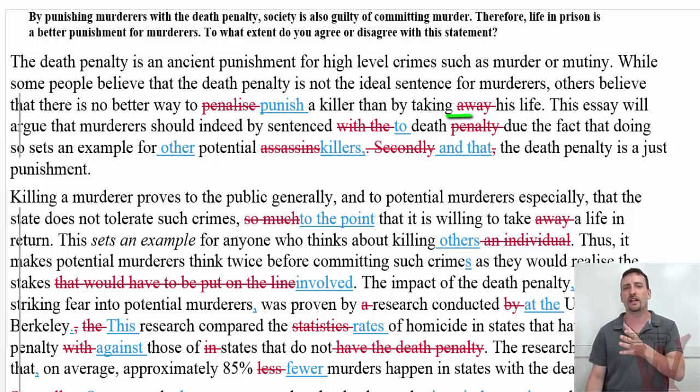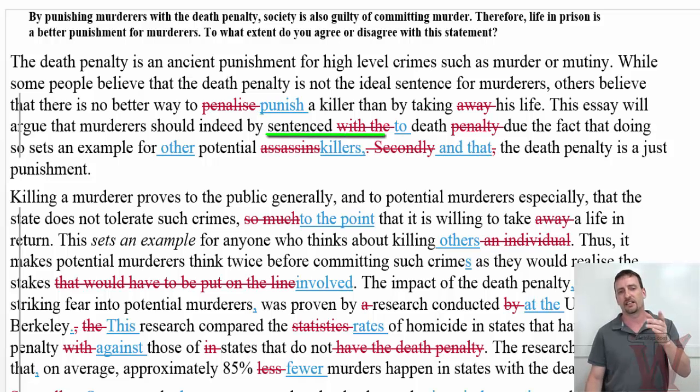Next, taking away his life. To take away means to remove. But when we talk about life, we don't remove the life, we end it. Okay? So take a life means to kill. So taking his life means to kill him. You don't have to use the away.